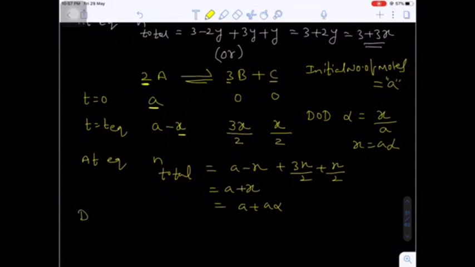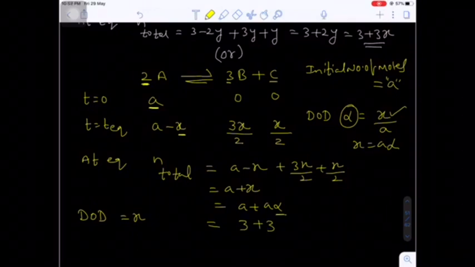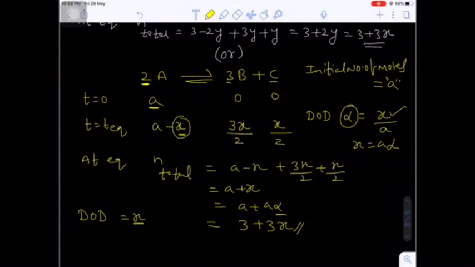In this question, what is the DOD given to you? X. Here actually DOD is alpha. This x is different from this x. That is very important. Now here, what is the total number of moles given to you? 3 plus 3 into, what is the alpha given in the question? Degree of dissociation given in the question is X. So the answer again is 3 plus 3x. Remember, this x is different from the degree of dissociation. Are you getting my point?